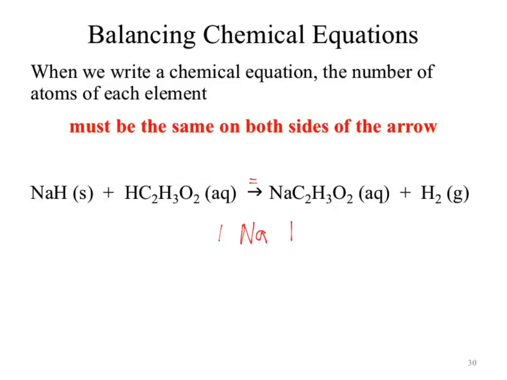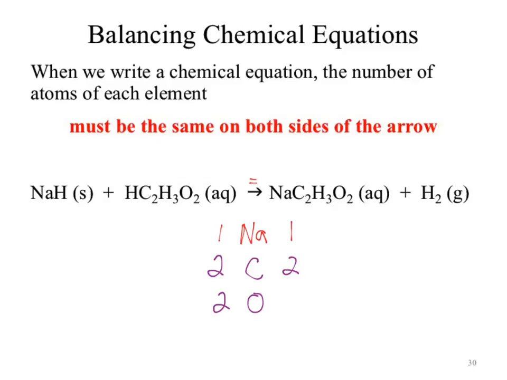Okay? So next element after hydrogen would then be? Carbon. How many carbons on the left? Two. Carbons on the right? Two. Okay. Oxygens on the left? Two. Two. I heard a one for that one. No. Do you see the mistake? I didn't see the mistake. Okay, I was hearing things.